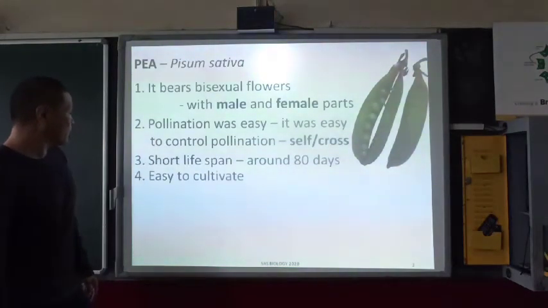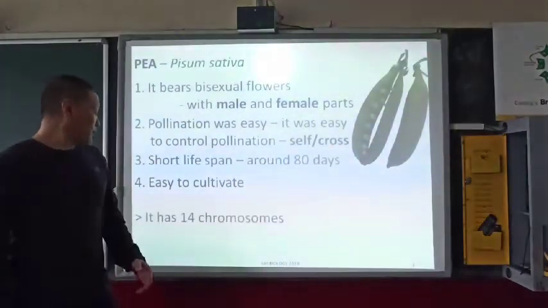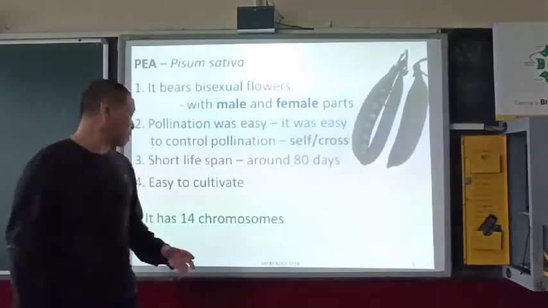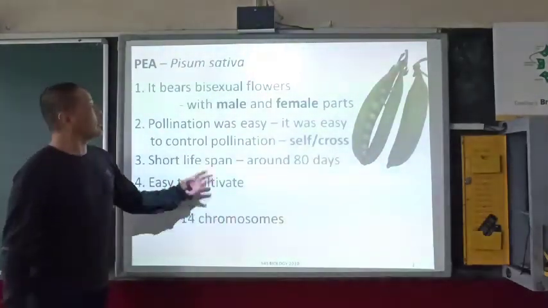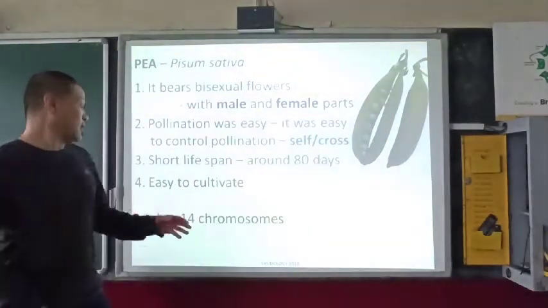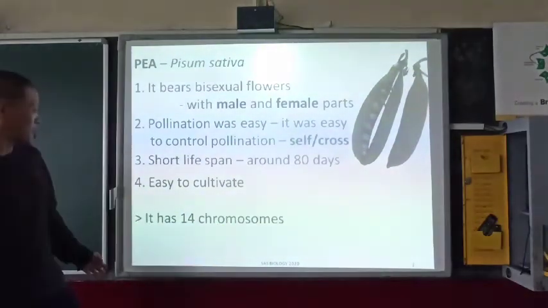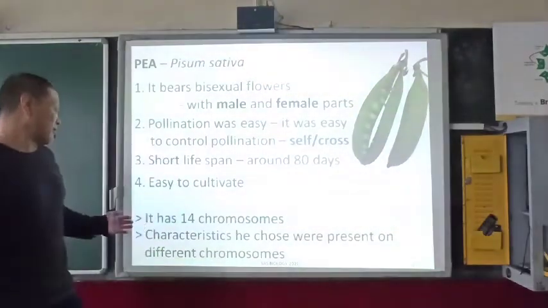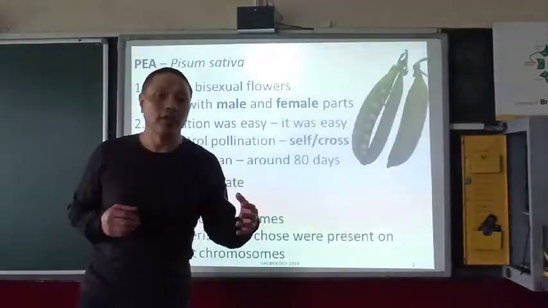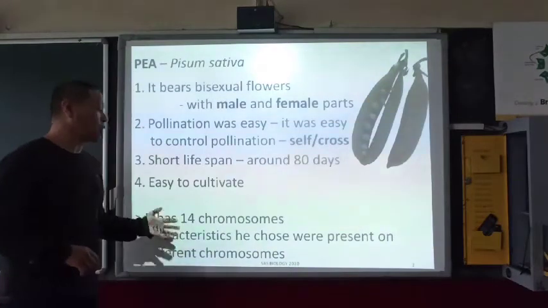The fourth one, easy to cultivate. It did not need extravagant preparations, etc. And there are certain things that also helped him, but during his time, people did not know about chromosomes at all. Gregor Mendel had to work without the knowledge of DNA, without knowledge of genes. But these are the things that also helped him. First one is, it had only 14 chromosomes. And the second one is, all the characters that he chose were on different chromosomes. Therefore, whatever results he was trying to get were possible because of these two hidden reasons.